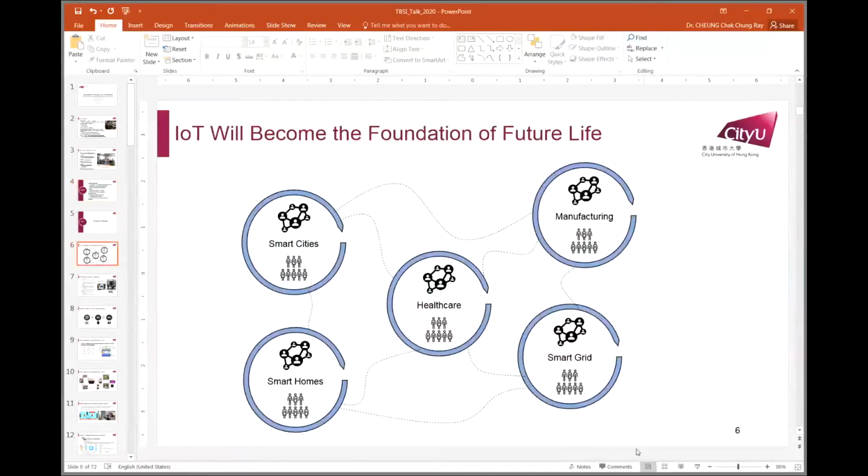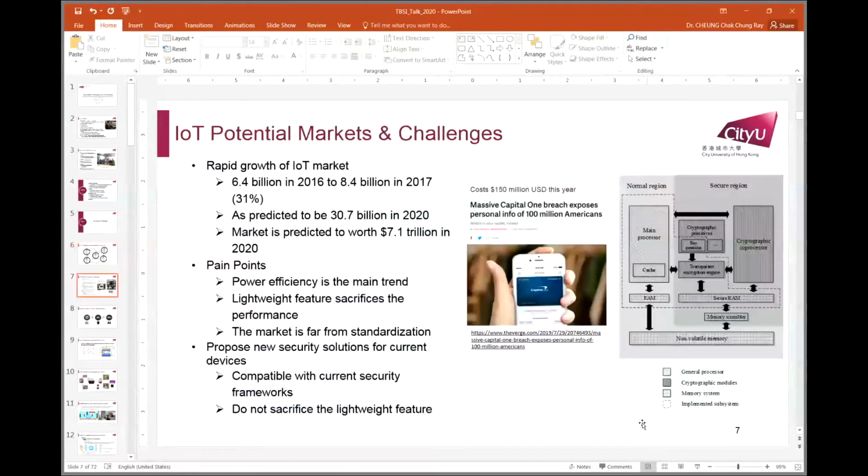Next, I will talk about IoT applications. We can see that IoT is applied in smart city, smart home, healthcare, manufacturing, and many different domains. We really see a lot of problems in this area because of the booming and increase of the IoT market. The number of devices has been doubling or tripling over the years.